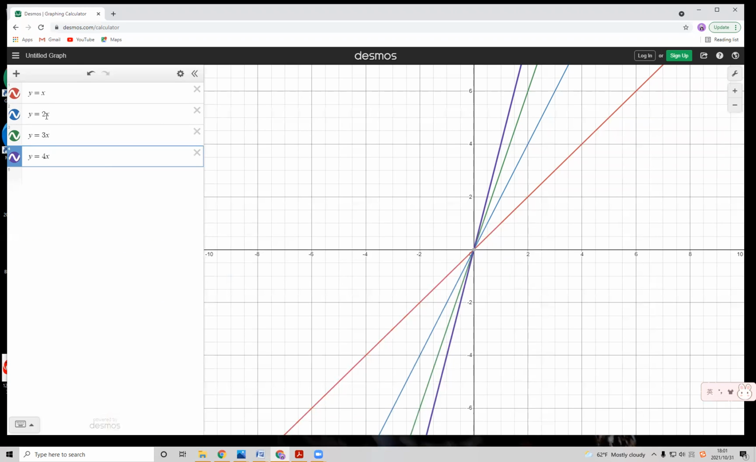We are going to talk about this number in front of your x. We call that the slope. The slope is getting bigger and bigger from 1 to 2 to 3 to 4. So when the slope is getting bigger, what happens to your lines? They're getting steeper, steeper, and steeper.